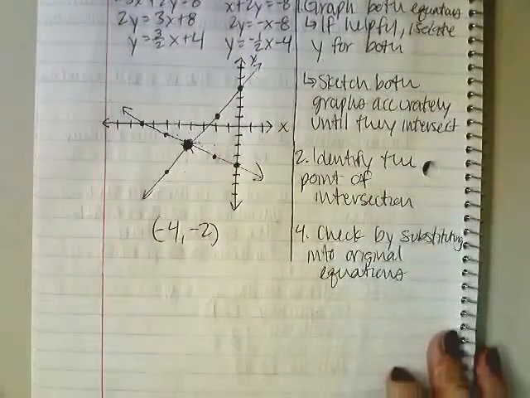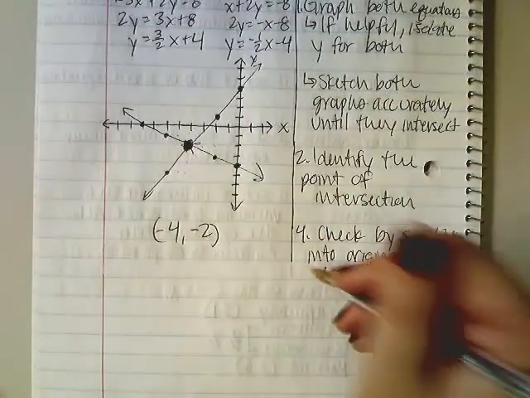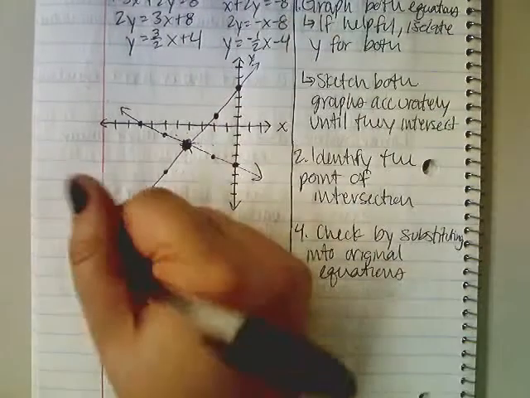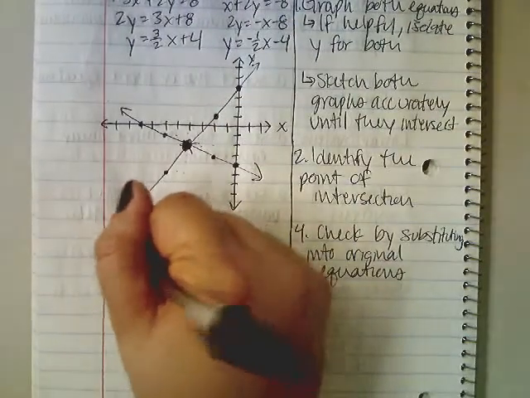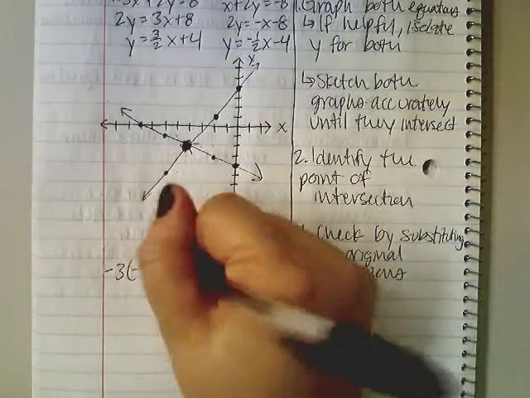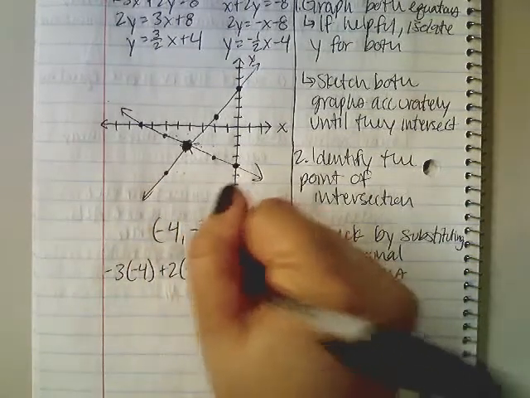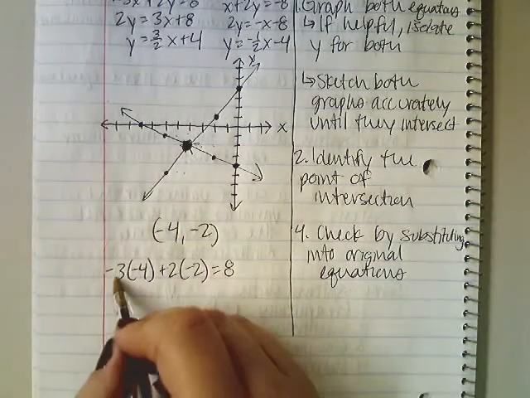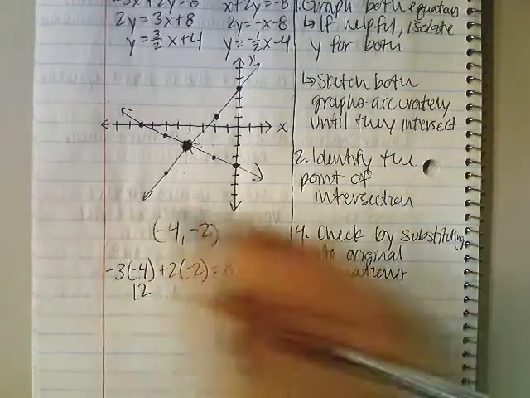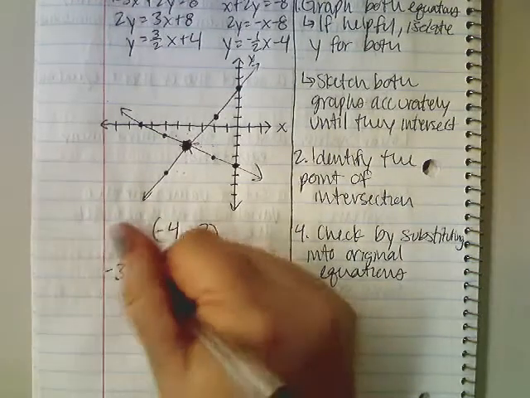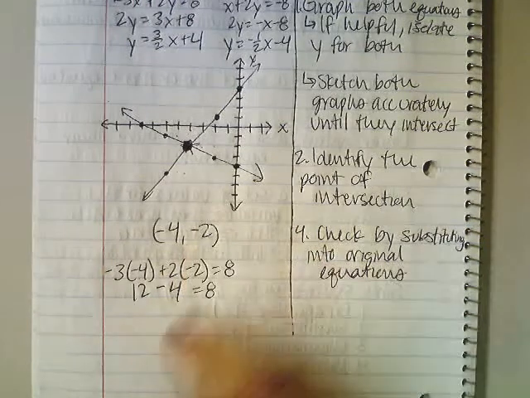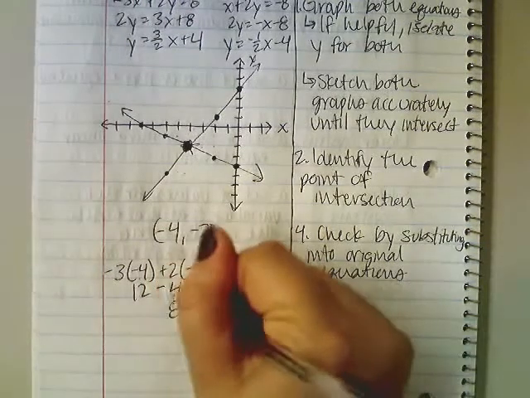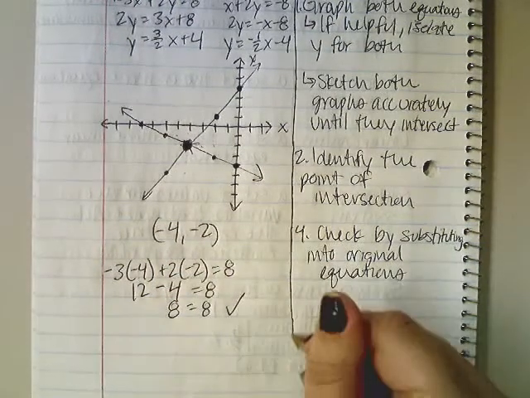So we're going to check this solution by plugging it into the original equations. If I plug in negative 3 and I have negative 4 for x, plus 2 times negative 2 for y, it should give me 8. So negative 3 times negative 4 is positive 12. 2 times negative 2 is negative 4, equals 8, and that is indeed true. So that equation checks out.